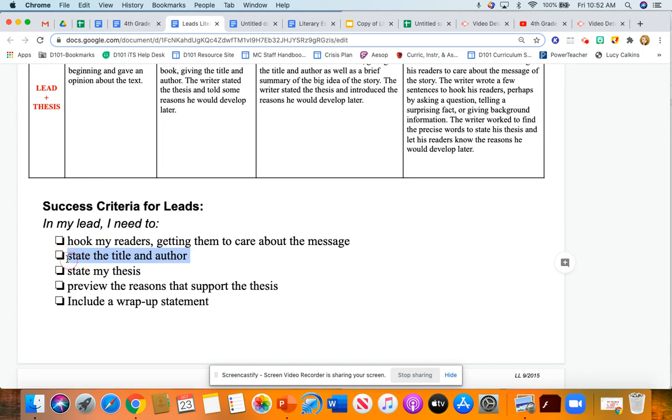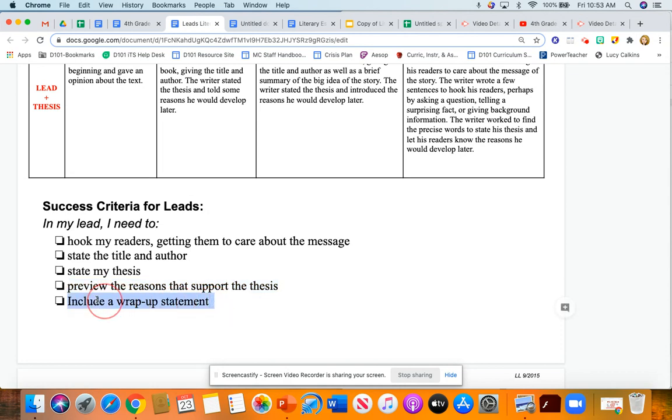The next piece is to state your title and the author of the text you're analyzing, and then state your thesis. You've already written your thesis in your literary essay notebook, followed by the preview of your reasons. You've also written your reasons in your literary essay notebook, so don't forget to look back at that for help.